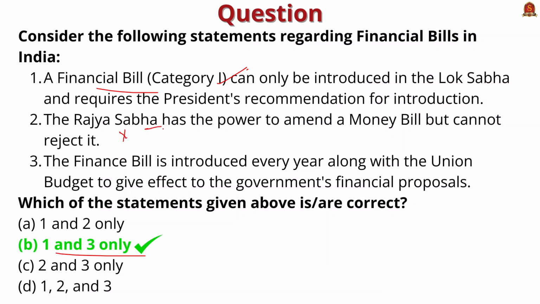The Rajya Sabha cannot amend a money bill. It can only make recommendations and the Lok Sabha can either accept or reject these recommendations. And finally, statement 3 is also correct. The finance bill is introduced every year along with the union budget to give effect to the government's financial proposals.